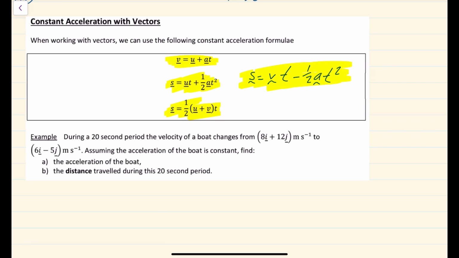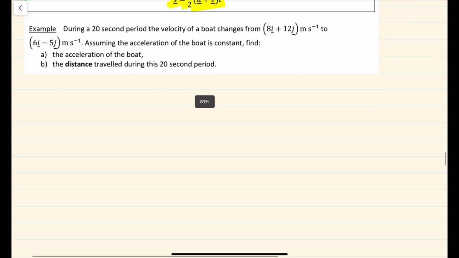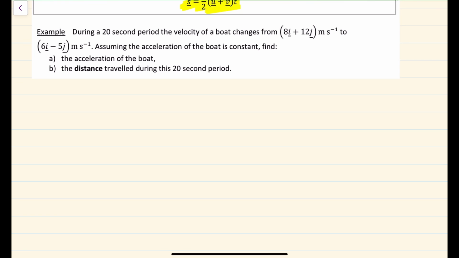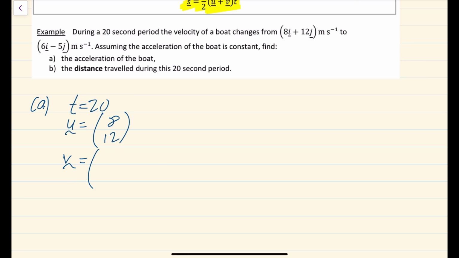This example says, during a 20-second period, the velocity of a boat changes from 8i plus 12j meters per second to 6i minus 5j meters per second. Assuming the acceleration of the boat is constant, find the acceleration of the boat. So let's just set it up as we would have done before. My time was 20 seconds. My u, I'm going to write as a column vector, was 8, 12. My v as a column vector is 6, minus 5. And a is what we're trying to find.